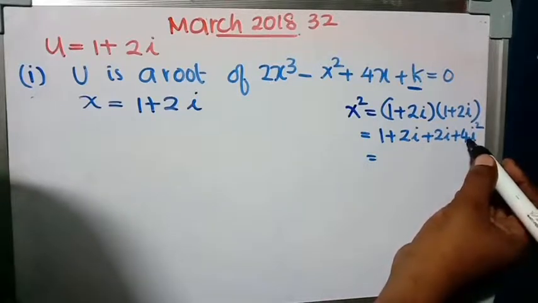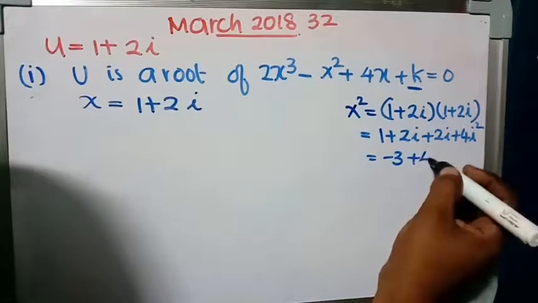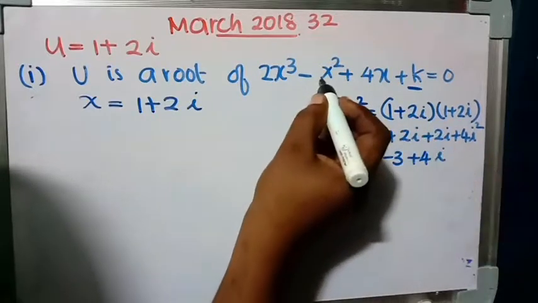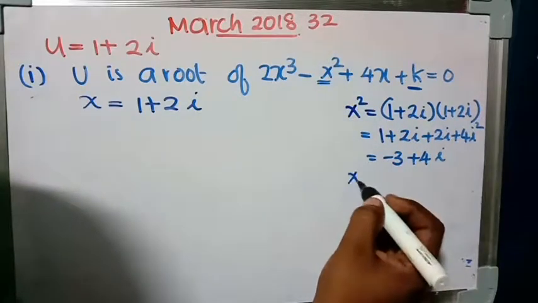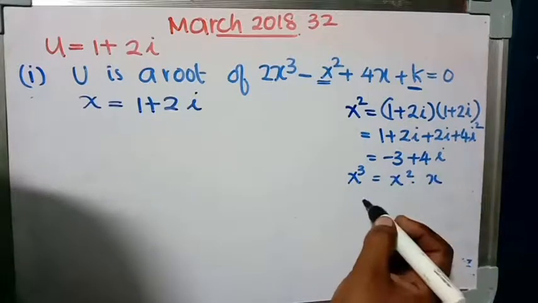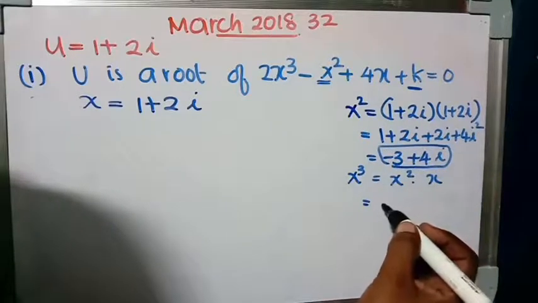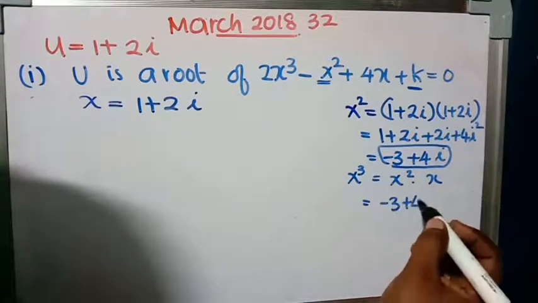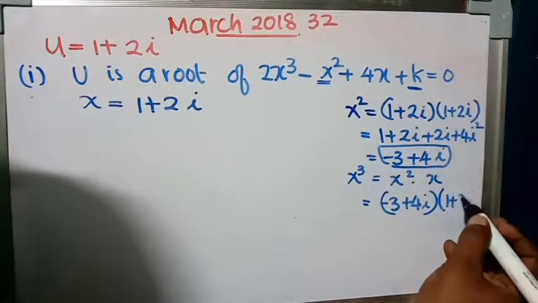4i squared is minus 4. So 1 minus 4 is minus 3 plus 4i. That is x squared. Now we have to find x cubed, which is x squared into x. And you know x squared is this one. So x squared is minus 3 plus 4i into x, 1 plus 2i.